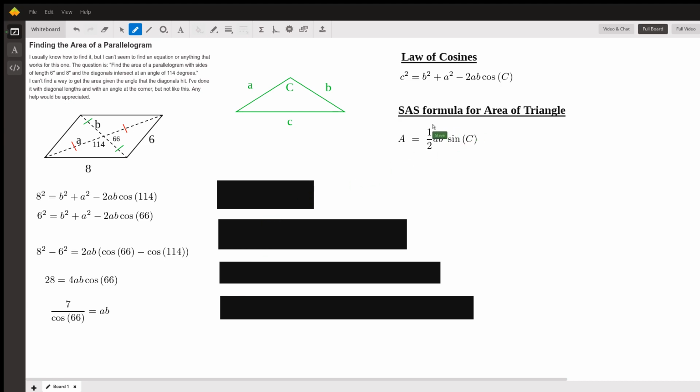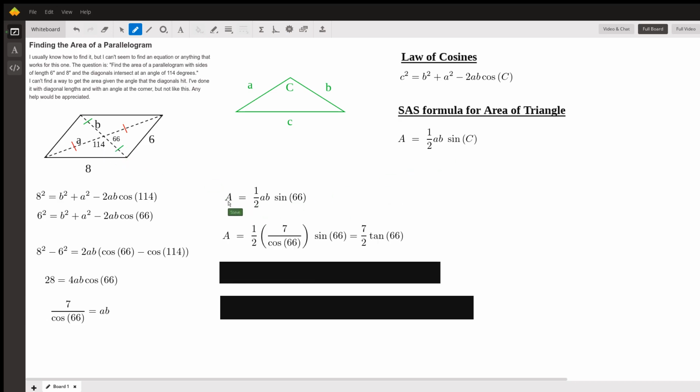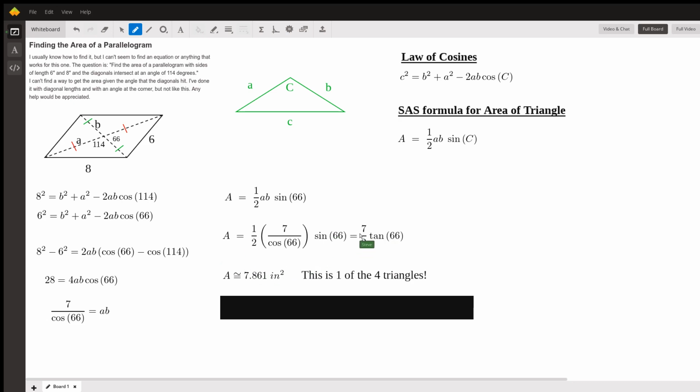Now the next step is I'm going to use the side angle side formula right here, where the angle, I could basically pick either one because the sine of 66 equals the sine of 114. So I'm just going to pick this, substitute that angle, try to solve for my area, but look, I have my AB right here, so I'm going to substitute that in. Now I have a sine over cosine. What's sine over cosine of the same thing? That's tangent. So I have 7/2 times the tangent of 66. What this gives me is the area, okay?